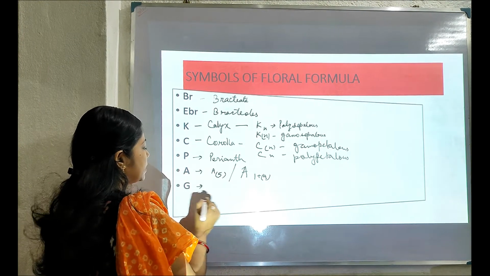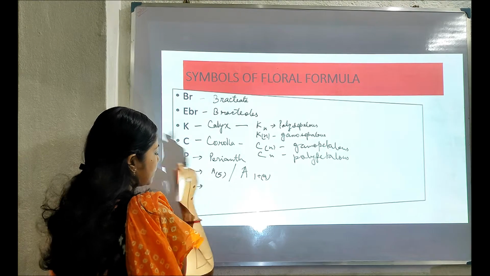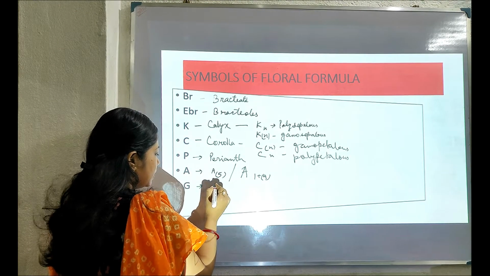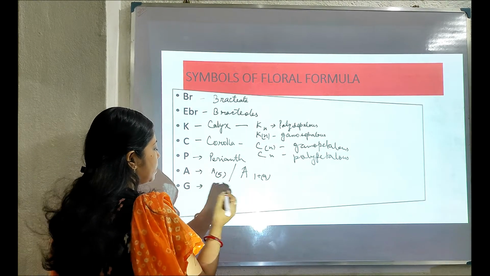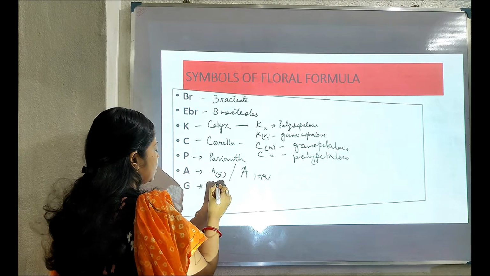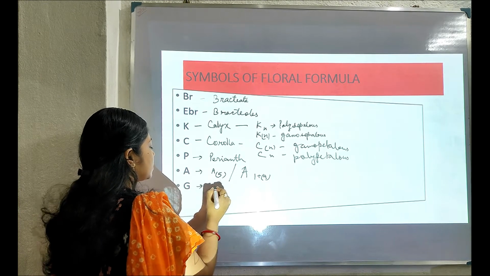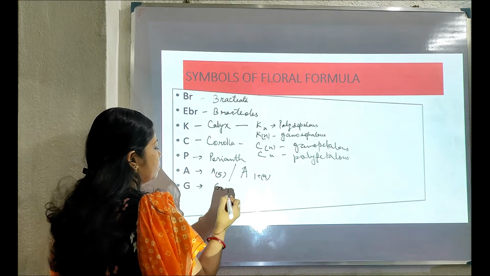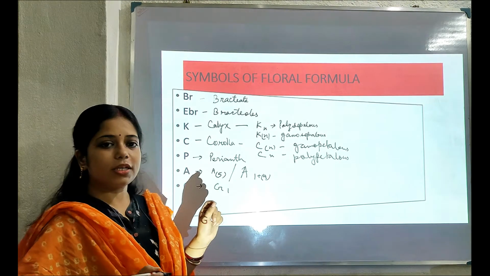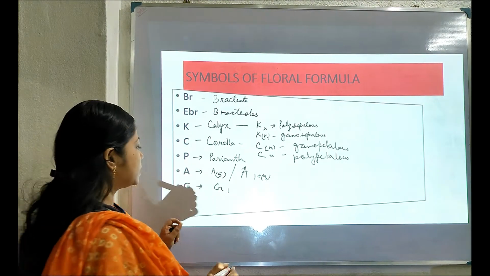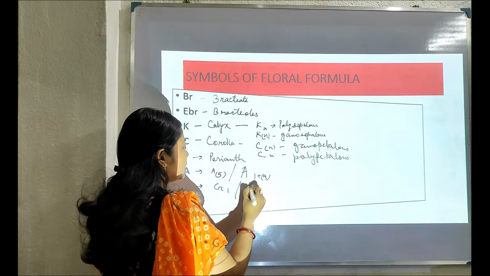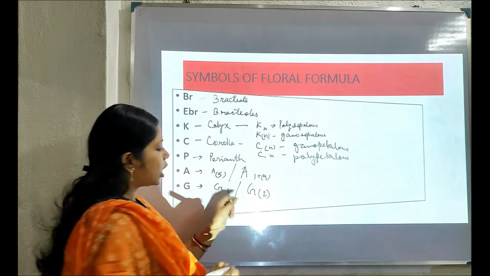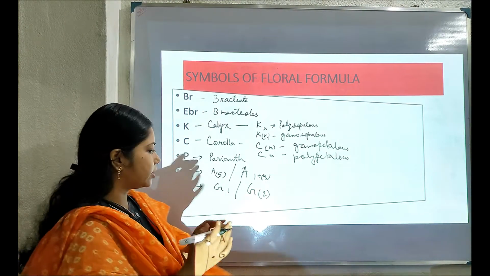Another one, G stands for the gynoecium. It shows the number of carpels or pistil. So, we can use it in this way: G 1 means a single pistil or single carpel is there. It can be G 2. So, 2 carpels are there which are fused to each other.